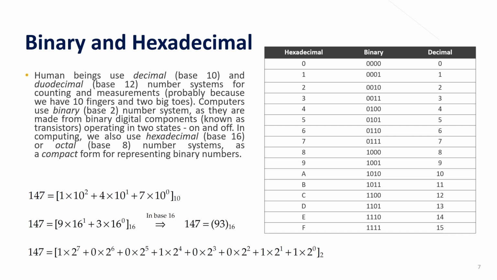For example, the number A3F represents: A is 10. 10 multiplied by 16 to the power of 2, plus 3 multiplied by 16 to the power of 1, plus 15 multiplied by 16 to the power of 0. It means 2560 plus 48 plus 15, which is equal to 2623.